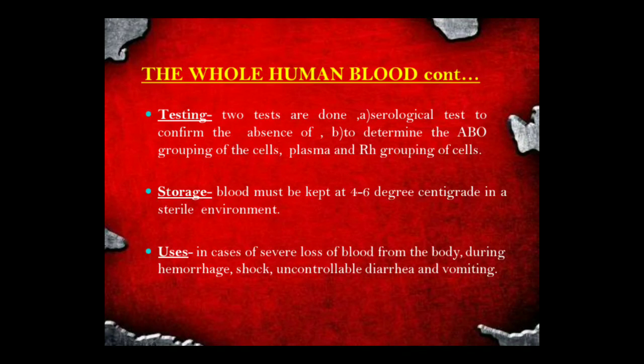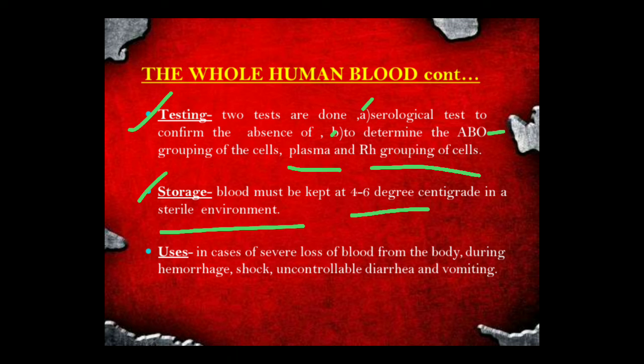In the testing, two tests are done. The first one is a serological test which confirms the absence of any type of disease, and the second one is to determine the ABO, that is the blood grouping of the cells and plasma, and the RH grouping of the cells, whether it is RH negative or RH positive. Storage must be kept at 4 to 6 degrees centigrade in a sterile environment, which I have already mentioned in the collection section. Uses: in case of severe blood loss from the body during hemorrhage, shock, uncontrollable diarrhea and vomiting, the blood can be transferred to a patient.